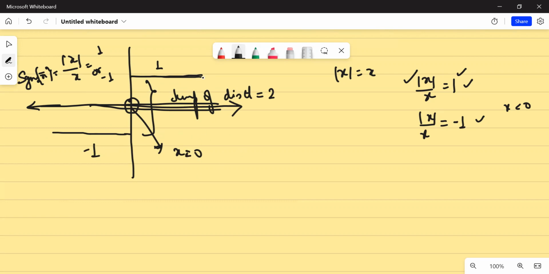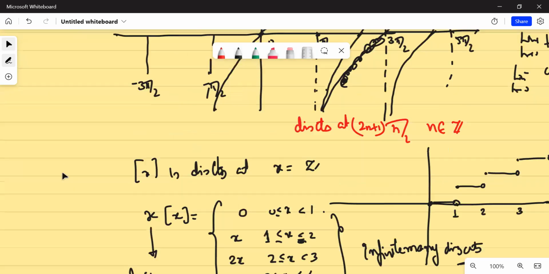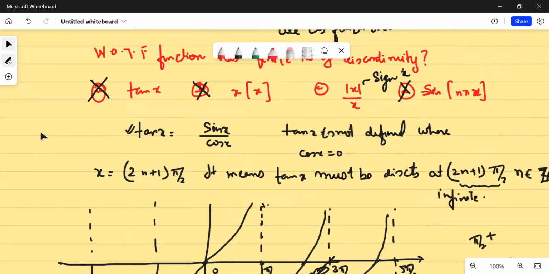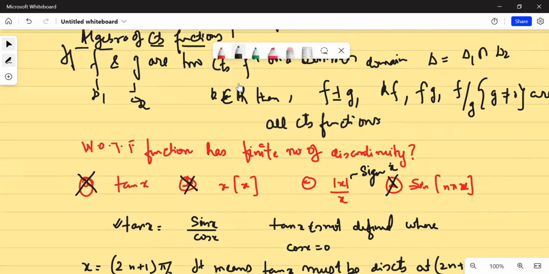Otherwise, the function is 1, which is a constant function. Otherwise, the function is -1, which is also a constant function. So in fact, you have only one discontinuous point. So your answer to which of the following functions has a finite number of discontinuities should be C. Is that clear? Yes, sir.